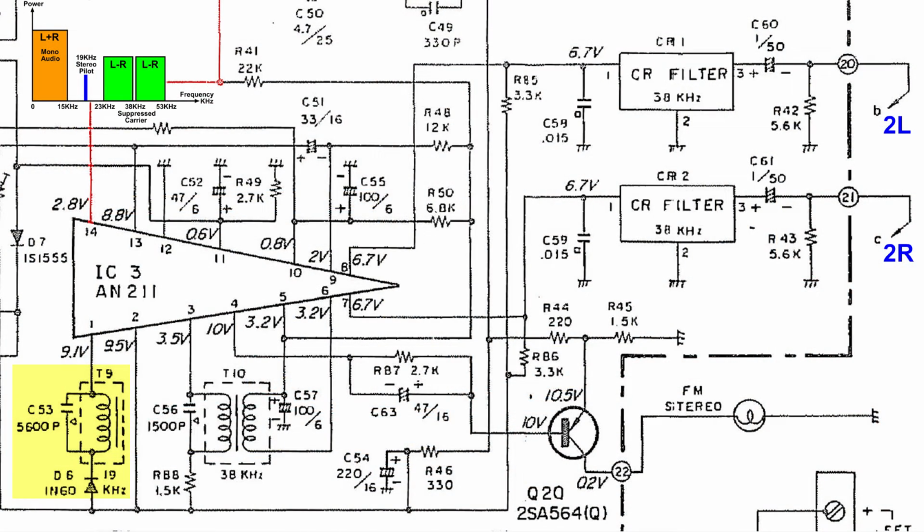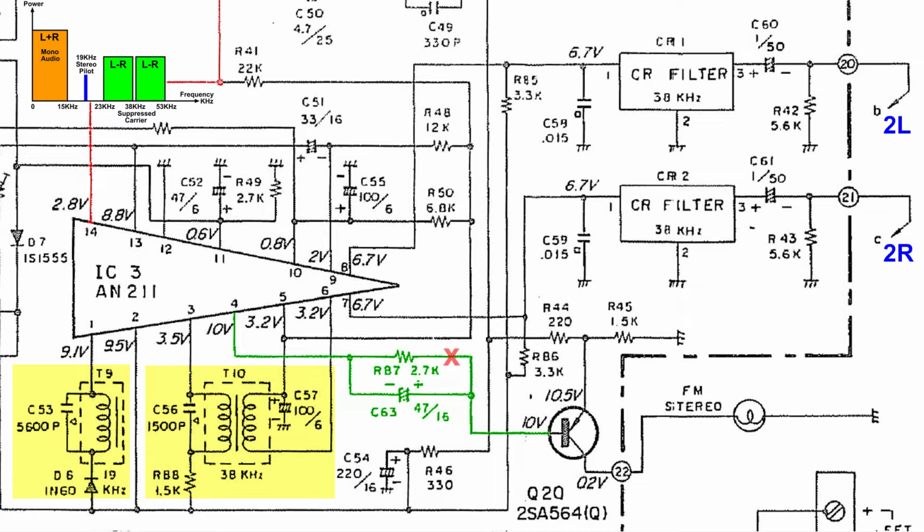The chip also uses that 19 kHz, doubles it to make a 38 kHz pilot, and it does that because on either side of that pilot is the L minus R information. Now it looks like they're using that signal to drive Q20, and that turns on and off the stereo lamp.